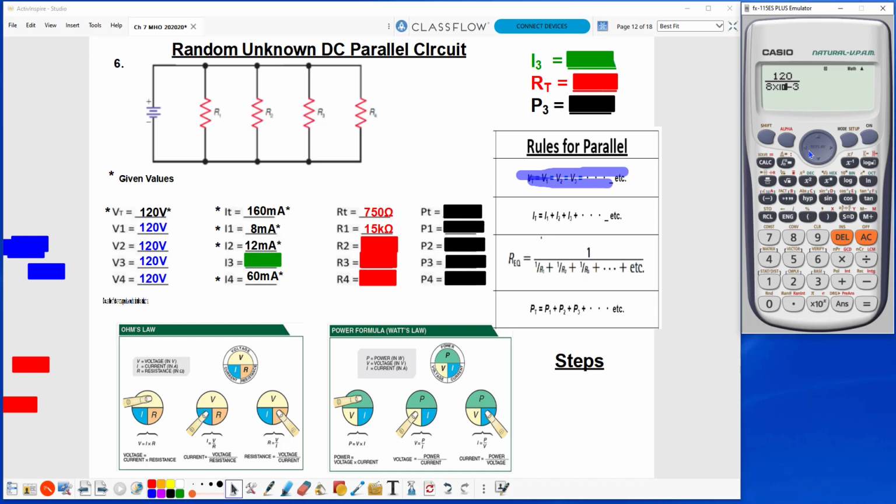I will change this to the proper milliamps. 120 volts, and we have 8 times 10 to the negative third, that's 8 milliamps. Okay, no, I need to do 12 milliamps. We already did the 8 milliamps. And that gives me 10 k ohms for R2.